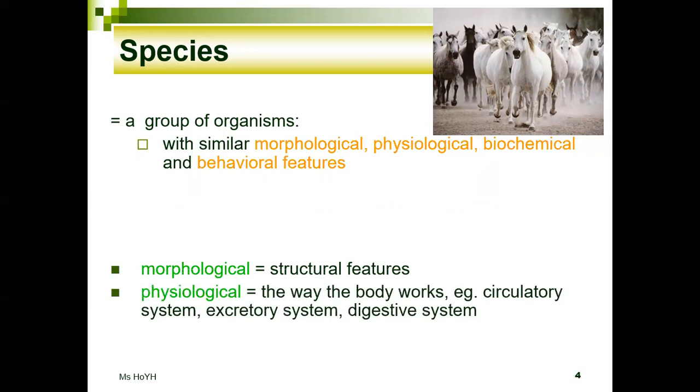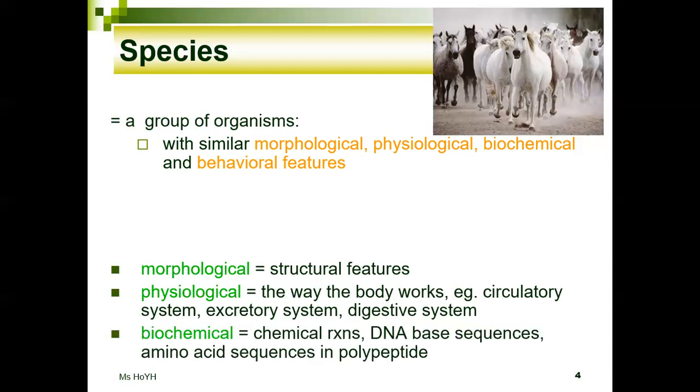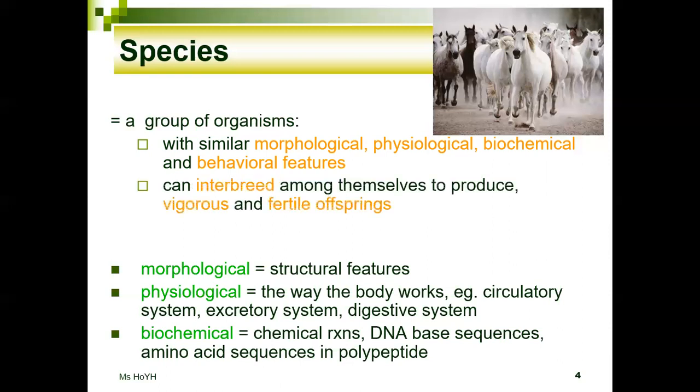Physiological means the way the body works. How do we move? We have muscles and bones and joints. So therefore we can move, right? How do we take in oxygen? We've got lungs. Fish will have gills, right? So excretory system, kidney, liver, digestive system. So this is called physiological. Biochemical has to do with chemical reactions and all the molecules. Important molecules are DNA. So DNA base sequence, amino acid sequence of polypeptide. So this is biochemical. Behavioral means how do they feed? How do they hunt for food? How do they mate? Okay, so it's called behavioral. How do they dance? You know, mating call means they dance and then they sing. Okay, so this is called behavior.